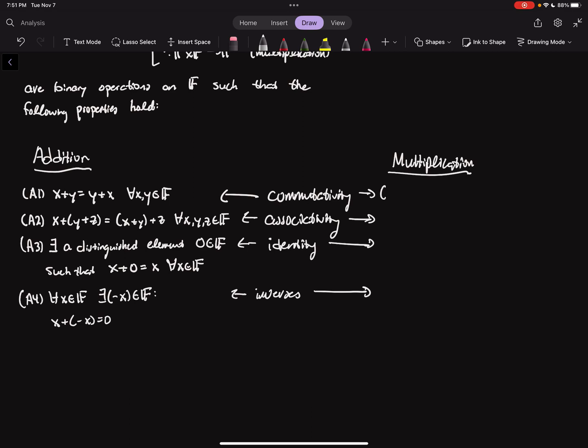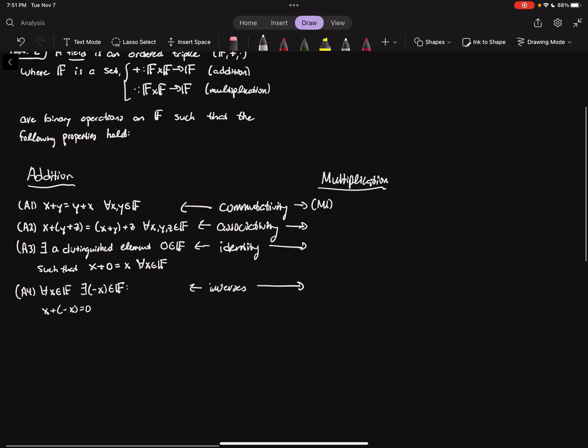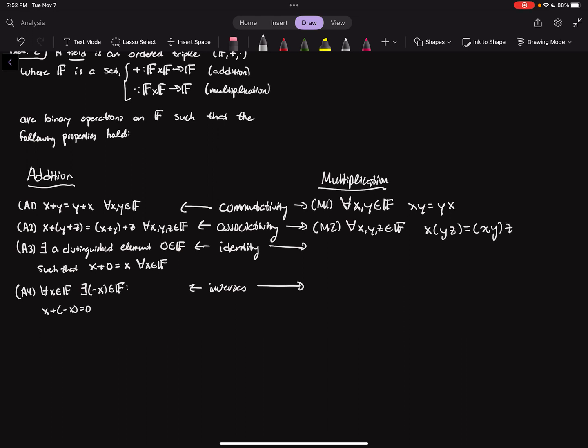Okay, so this is M1, and it states that for all x and y, x times y equals y times x. M2 is that for all x, y, and z belonging to F, the value of this product doesn't depend on bracketing. (xy)z equals x(yz).